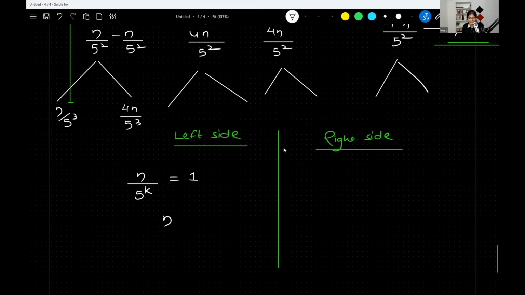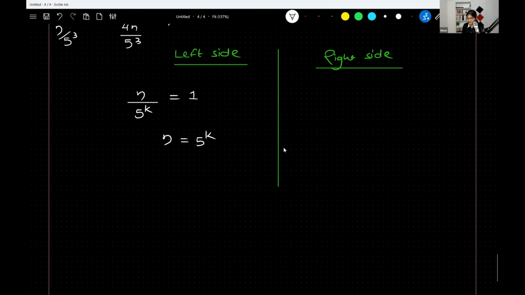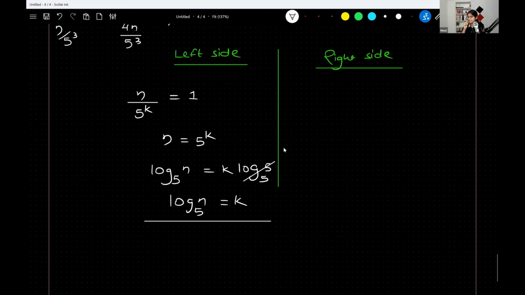Solve this equation: n equals 5 to the power k. What is the value of k? Take log base 5 on both sides. The k will come ahead, and log 5 base 5 will become 1. So can I say the value of k will be log of n base 5 in this case on the left part?